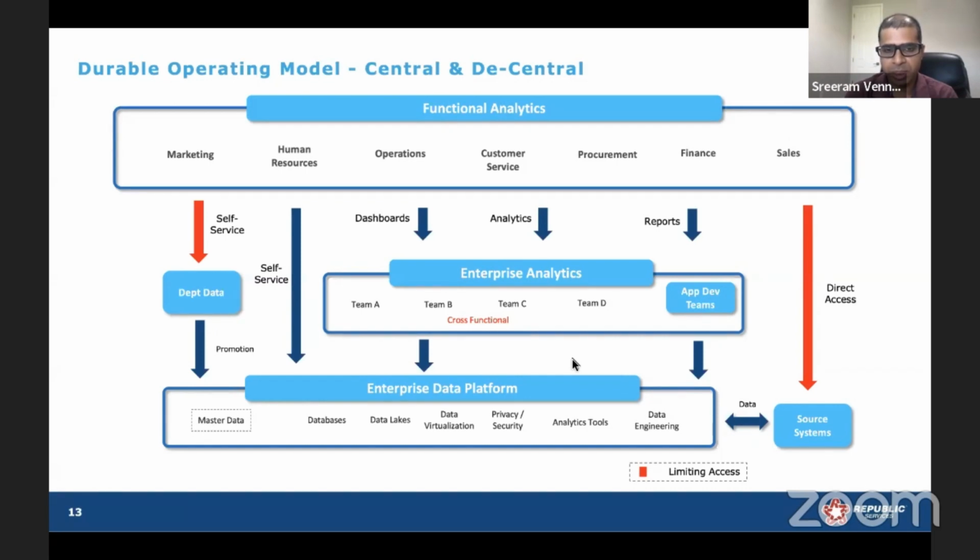There are more teams that are contributing to the overall data growth. Business is also enabled with self-service where they can operate within their areas rather than relying on the data team for simple questions they would like to answer. So this is how we defined the durable operating model for the overall growth of the data products.